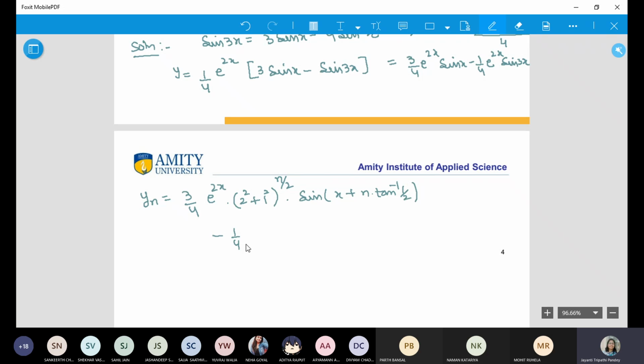Minus 1 by 4 e to the power 2x. Now here your a is 2 square, your b is 3 square, sine 3x plus n tan inverse 3 by 2. Is this understood or not?